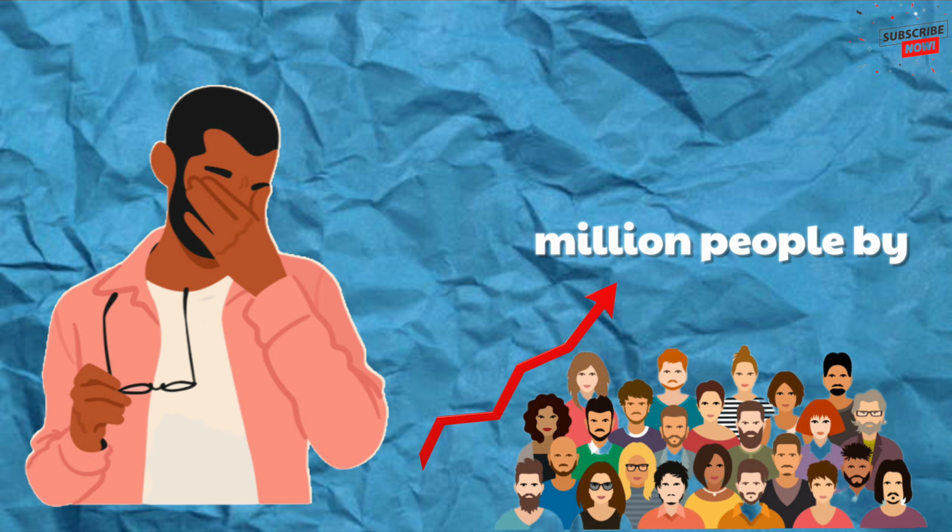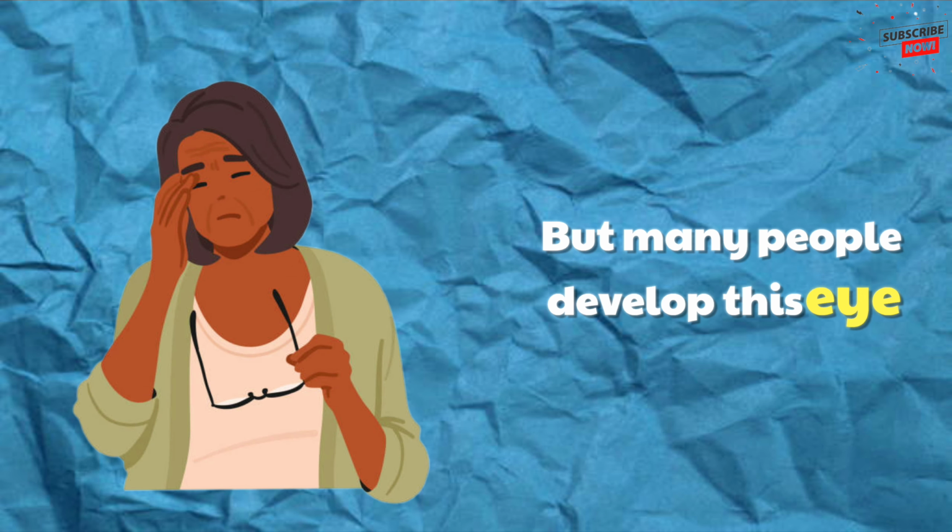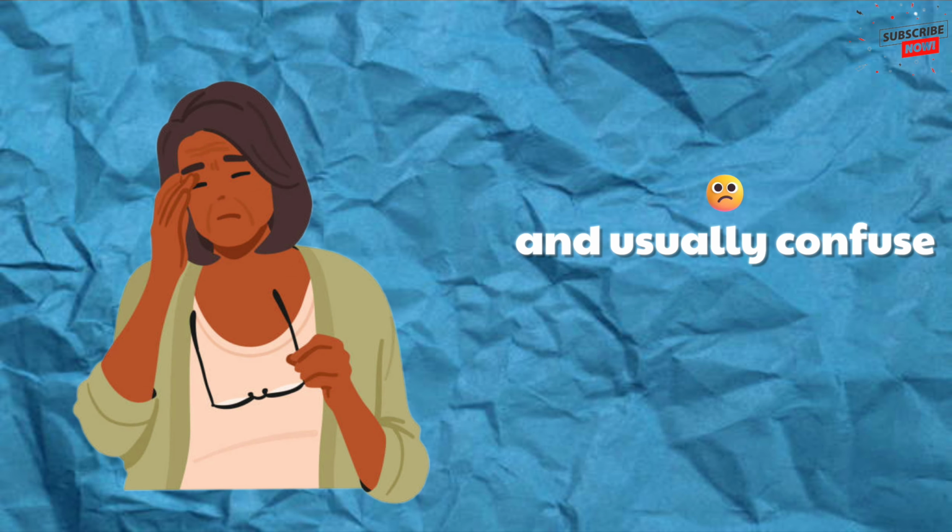Diabetic retinopathy. Do you know that 103.12 million people have diabetic retinopathy, and this number is projected to increase to 160.50 million people by 2045? But many people develop this eye disease without knowing and usually confuse it with other eye diseases.